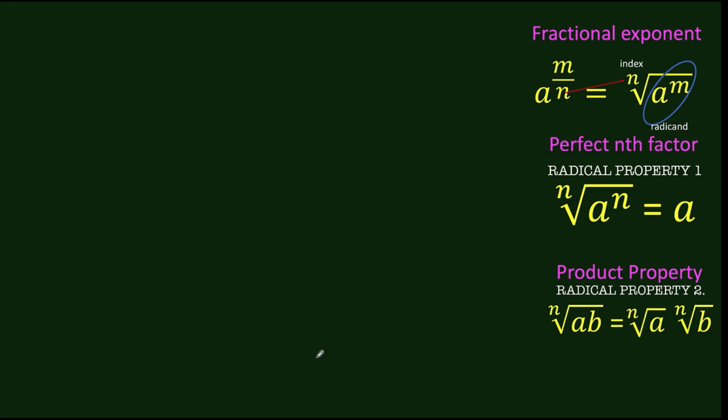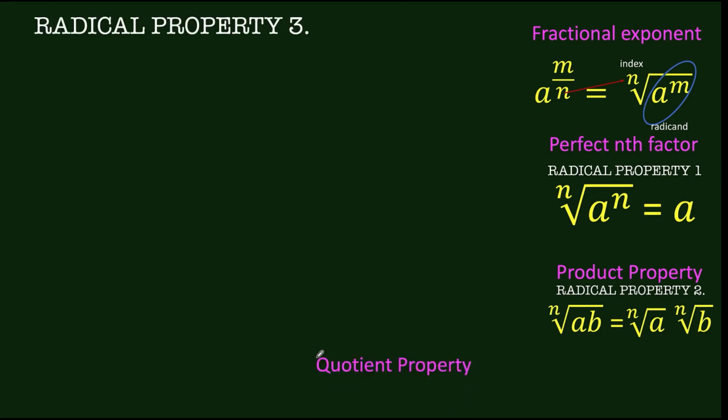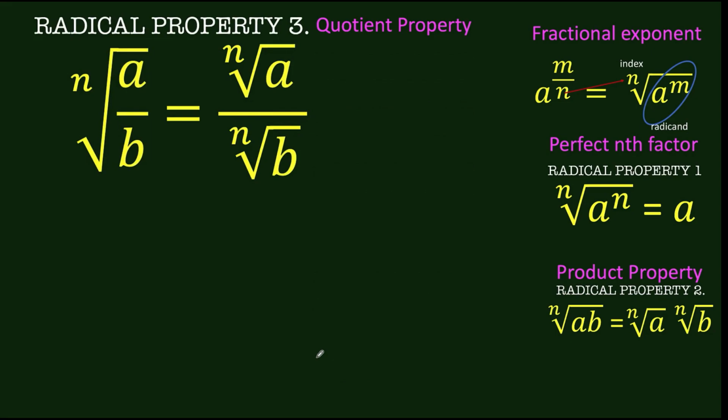Let's remember that property as well, and let's proceed to the last property that we are going to use in this lesson, the quotient property of radicals. When you have the nth root of A over B, that is equal to the nth root of the numerator divided by the nth root of the denominator.